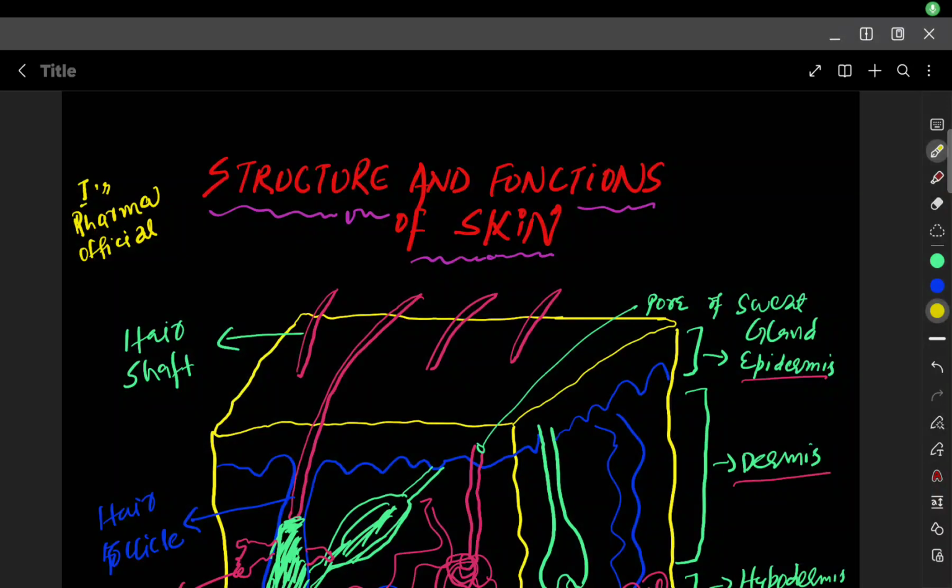Today in this lecture we will study the structure and the functions of the skin. Skin is one of the largest organs of the body. The largest organ of the body is skin.